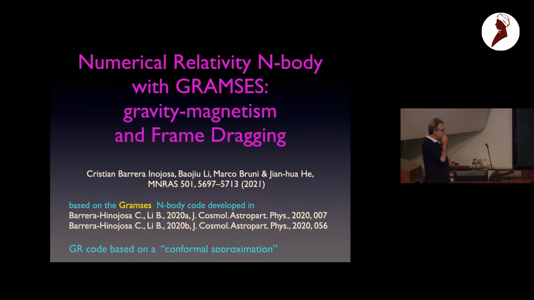And so Gramsci is an n-body code, but is built on full GR, except that it uses what is called a conformal approximation. I'm not going to go into details, but it's very reliable. Essentially, it neglects gravitational waves. Let's simplify the story, okay? So it's very reliable for what we need to do.